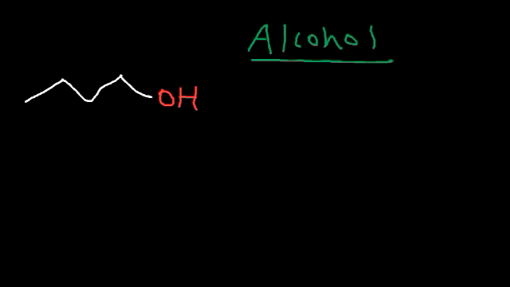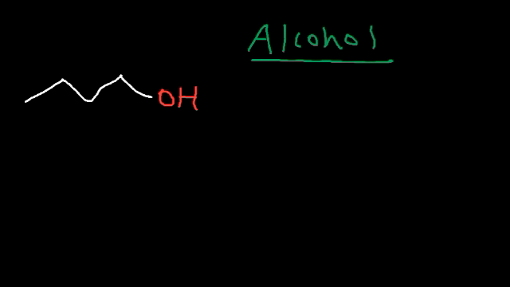Now, what functional group do you see here? So whenever you see an OH, it's called an alcohol. Alcohols are polar molecules. They contain hydrogen bonds, so they're very soluble in water.